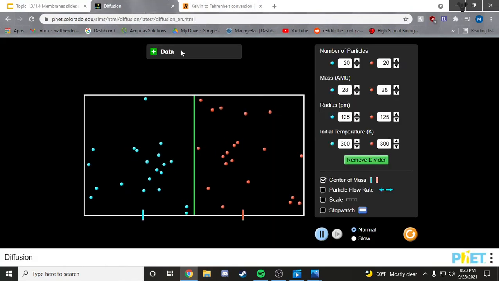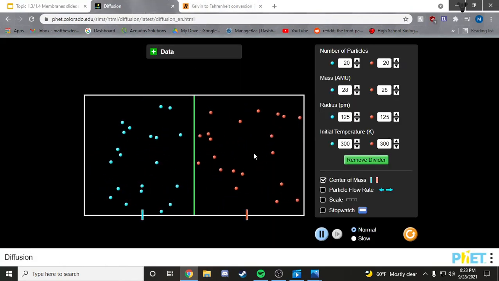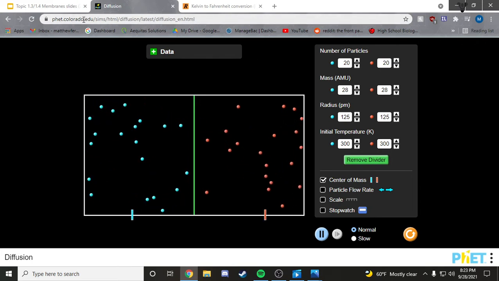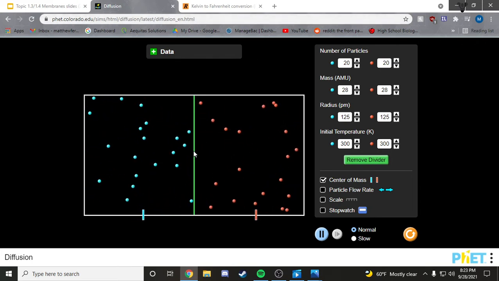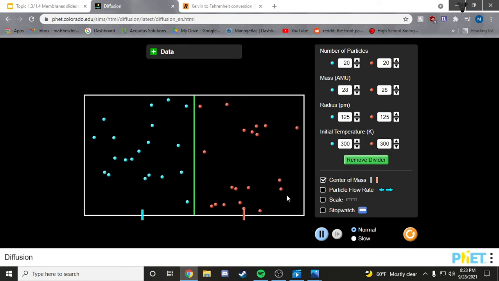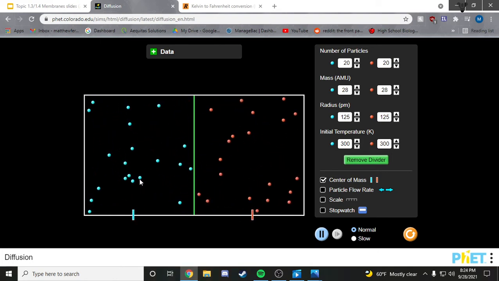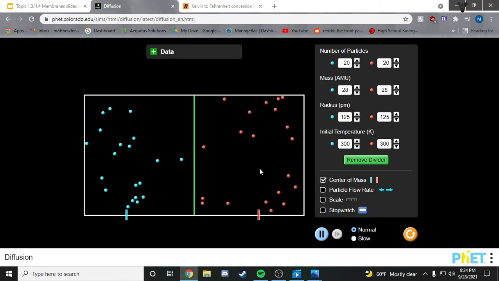The first thing I want to show you is this simulation here, this model. This is just the University of Colorado's wonderful science department and all of their wonderful tools. And it's just a demonstration of basically those yellow and pink particles, more or less.